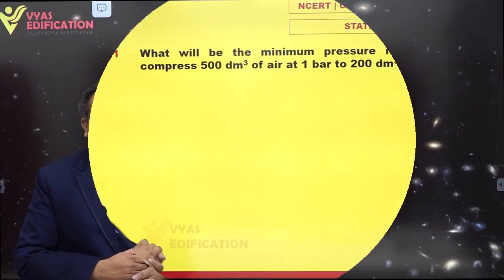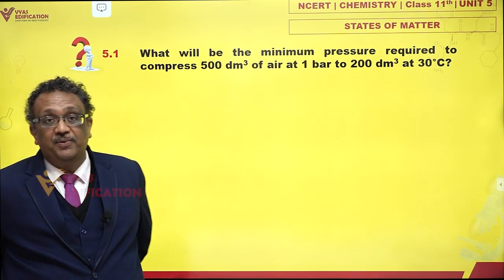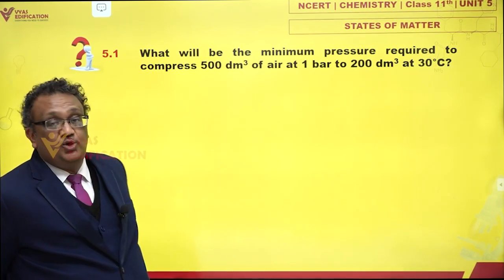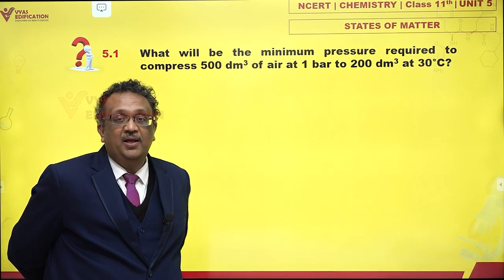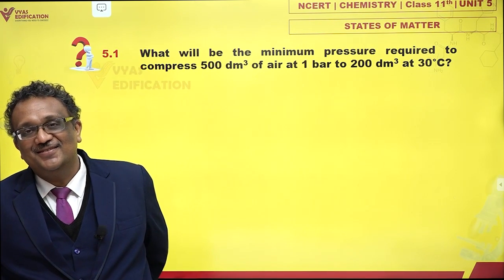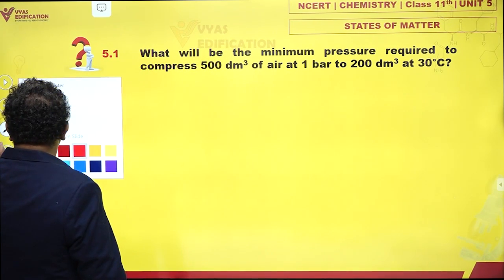Well, the question says, what will be the minimum pressure required to compress 500 decimeter cube of air at 1 bar to 200 decimeter cube at 30 degrees Celsius? Now, what is to be done? What is the standard way of solving such problems?